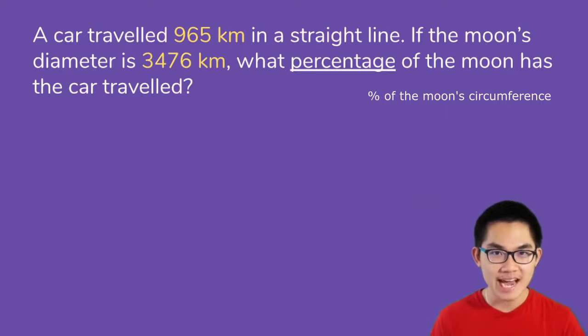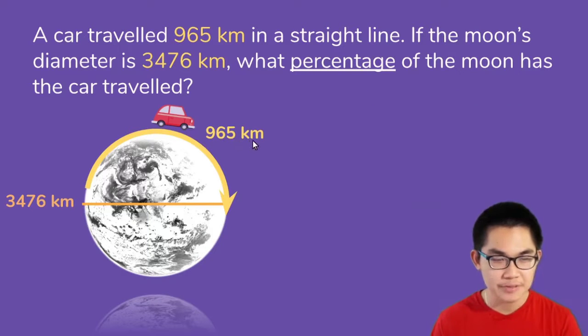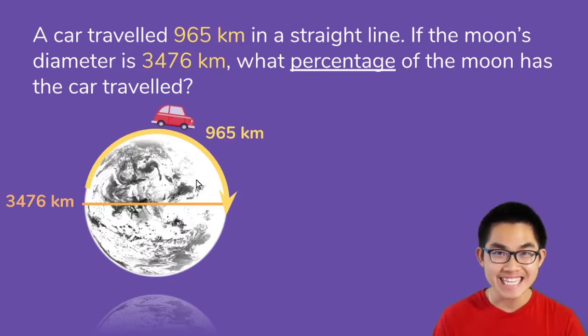And so our diagram looks something like this. So the car is traveling around the moon like this, even though it's going in a straight line, the planet is round. So that's why it's going in this kind of direction. So the car went around 965 kilometers, and the diameter of the moon is 3,476 kilometers. And it's asking us to find the percentage of how much the car has traveled. So the first thing we need to do is find the angle.